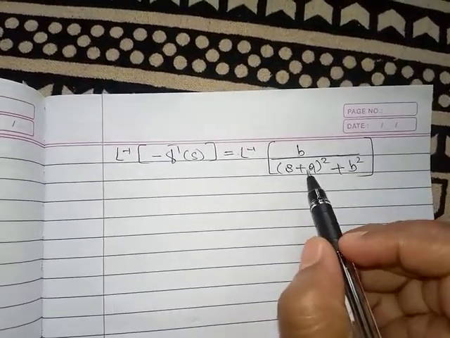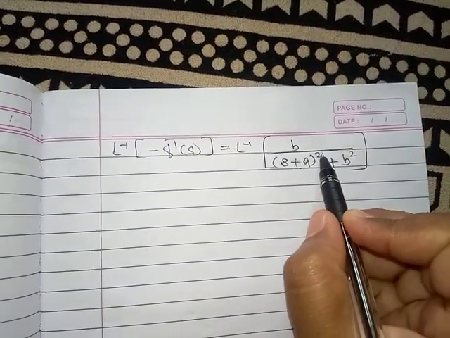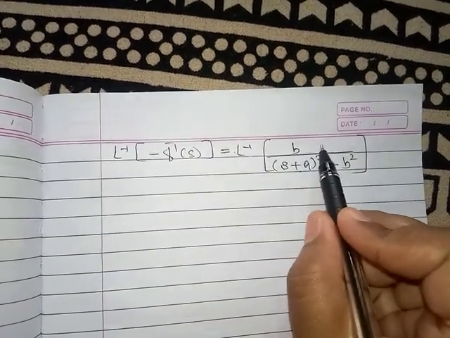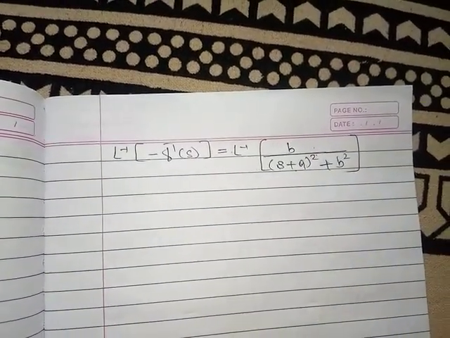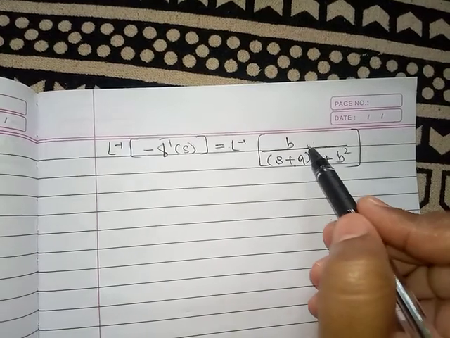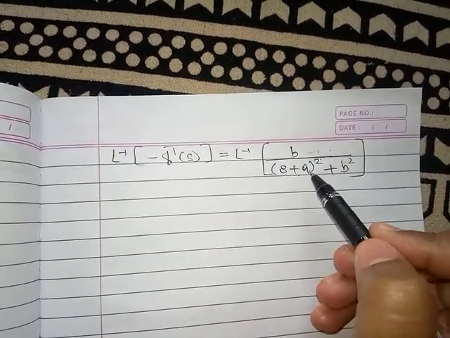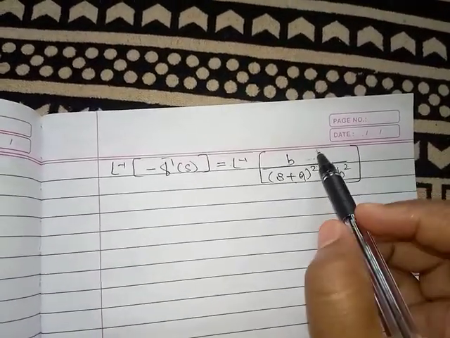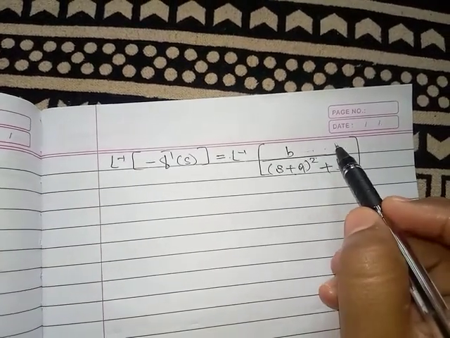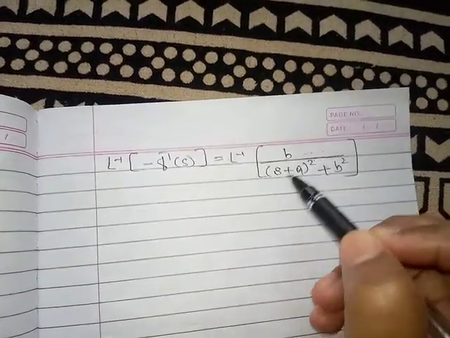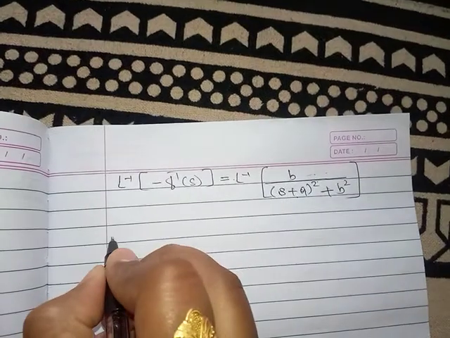See here, in the denominator we have the (s plus a) whole square term, and we don't have any other s term in the numerator, so it is not necessary to adjust the numerator in the form of s minus a. We have to use the shifting result here.